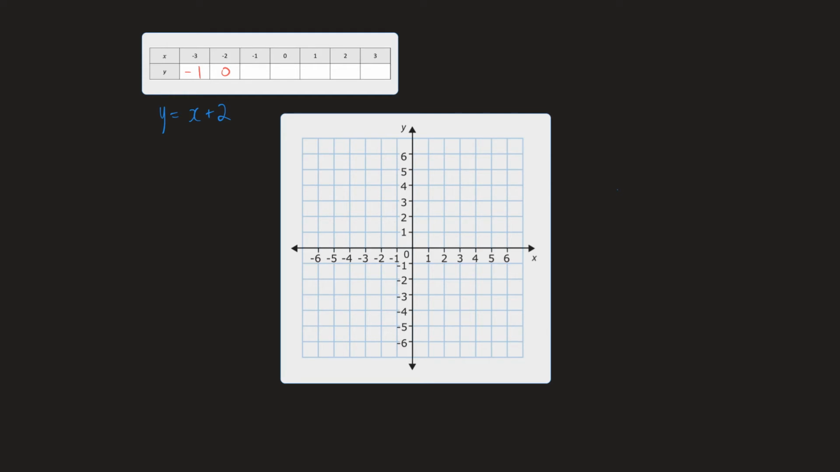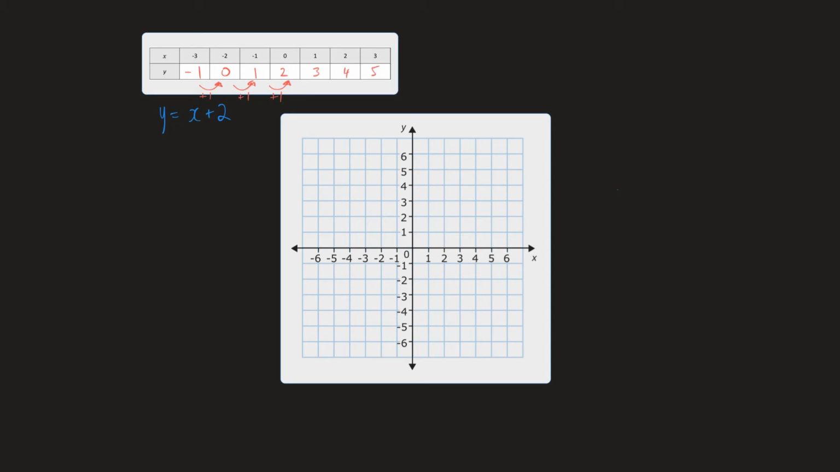When it's -1, it'll be -1 plus 2, which will be 1. When x is 0, y will be 0 plus 2. And you can see it's forming a pattern, which is going up by adding 1 each time. So I'm going to continue my pattern.